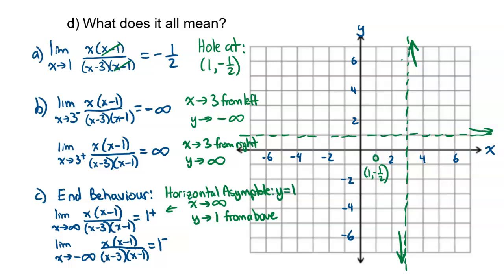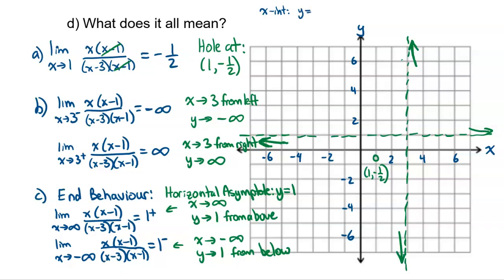On the other side, as x approached negative infinity, y was approaching 1 from below. The 1 minus meant y was approaching 1 from below. And so what we can do now is we can add the arrow for that on the graph. And that's going to be added on the left side of my graph. You can see it's coming from below. And I'm almost ready to graph it.